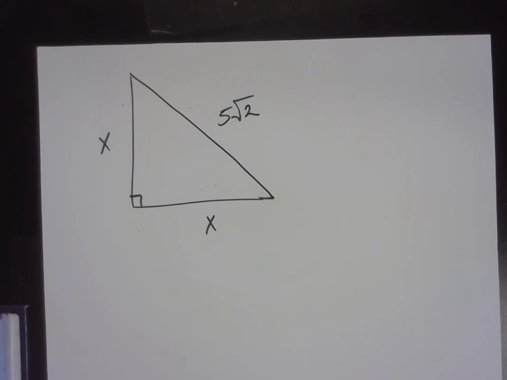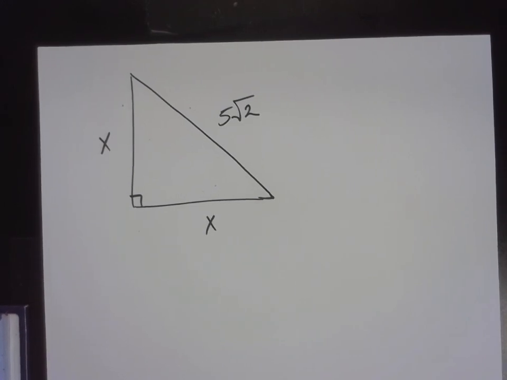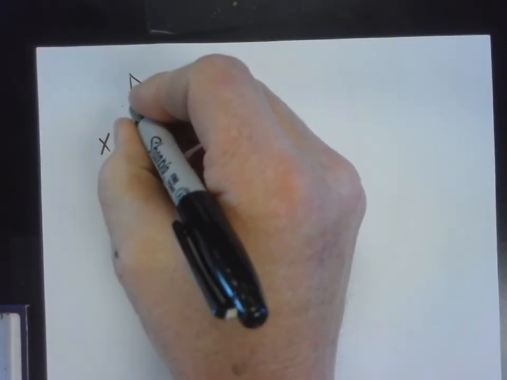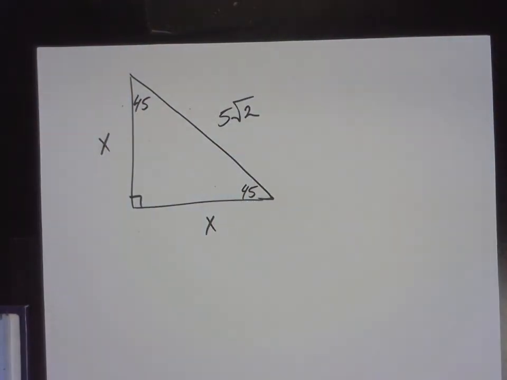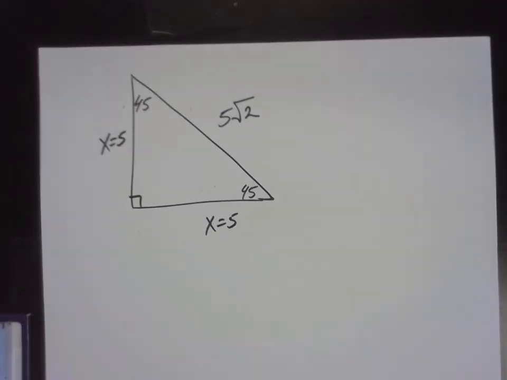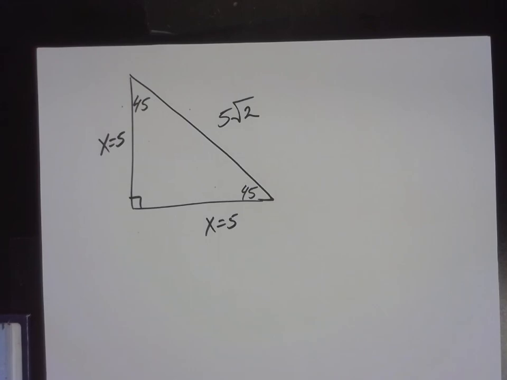45, 45, 90, isn't it? It's got to be. It's an isosceles right triangle. It's a 45, 45, 90. So can you all tell me, well, we know that the angles are 45. And how long is side X? Yeah, it's 5. It's 5 units. So we don't always have to use trig. I guess we're still using trig here, but we're using the similar triangle thing.